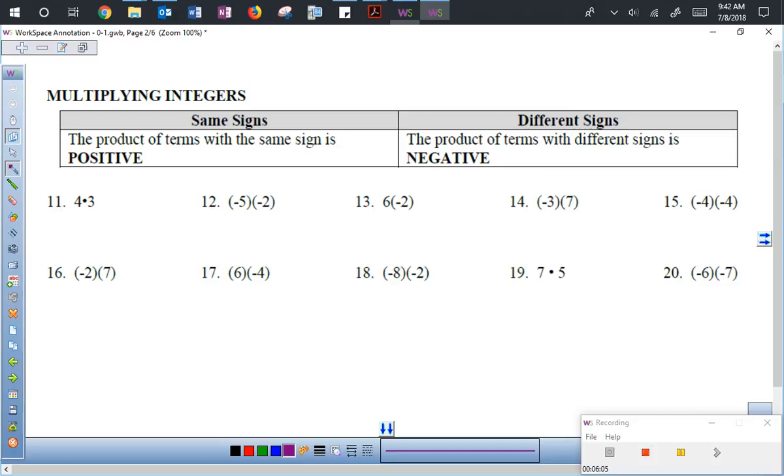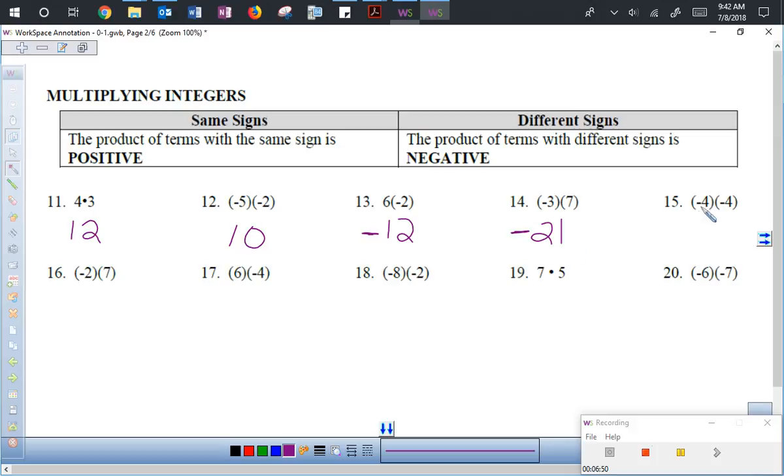So on number 11, I'm going to focus on just the numbers first, then deal with the signs. So I have 4 times 3, which I know is 12. And I have a positive times a positive, which I know is positive. On number 12, I have a negative times a negative, so I know my result's going to be positive. And a 5 times a 2 is 10. On number 13, I have a positive times a negative, so right away I know my answer is going to be negative. Now let's focus on just the numbers. 6 times 2 is 12. On number 14, a negative times a positive, so I know it's going to be negative. 3 times 7 is 21, so negative 21.